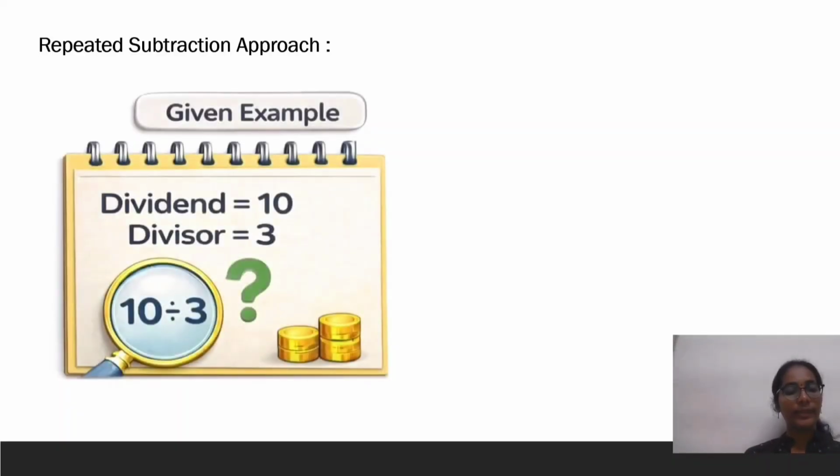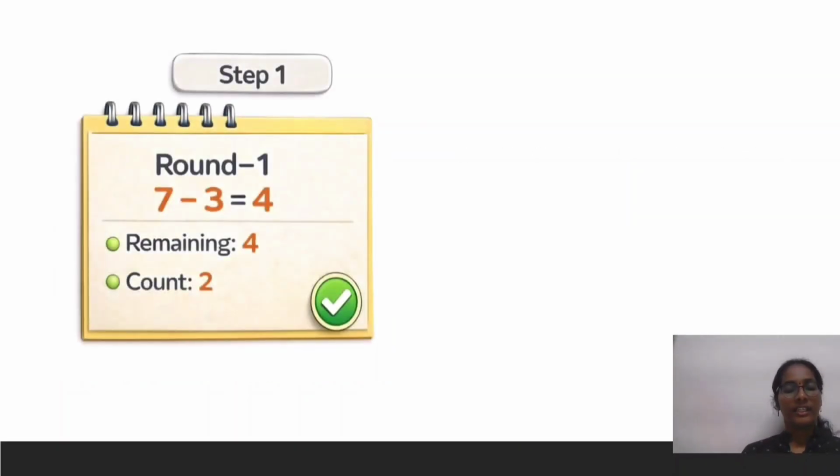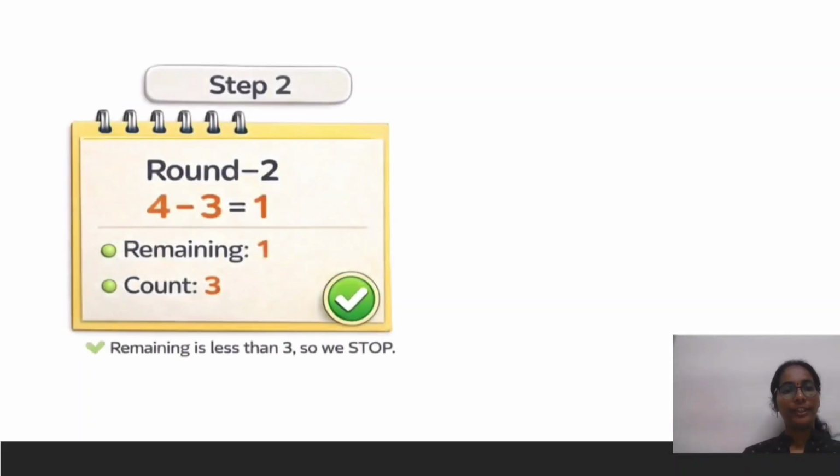Here, the dividend is 10 and the divisor is 3. So, what we do here is, after the first subtraction, the value becomes 7 and the count is 1. Next, 7 minus 3 gives 4 and now the count becomes 2. This shows 3 has been subtracted 2 times so far. From the remaining 4, we subtract 3 once more. 4 minus 3 gives 1 and the count becomes 3.